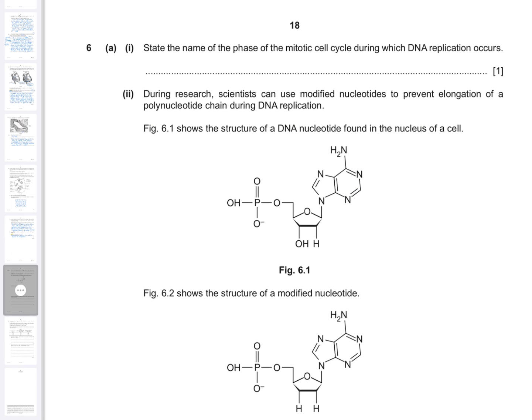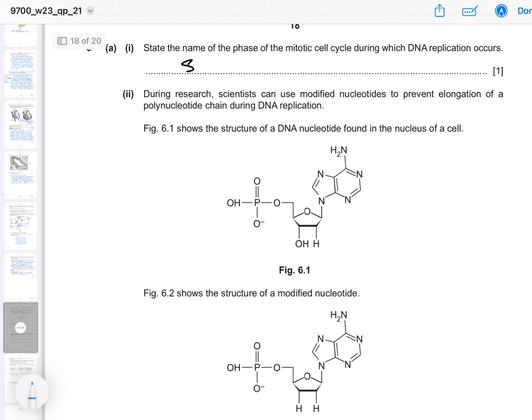Question 6a, part 1: state the name of the phase of the mitotic cell cycle during which DNA replication occurs. That phase is the S phase, during which semi-conservative DNA replication occurs.